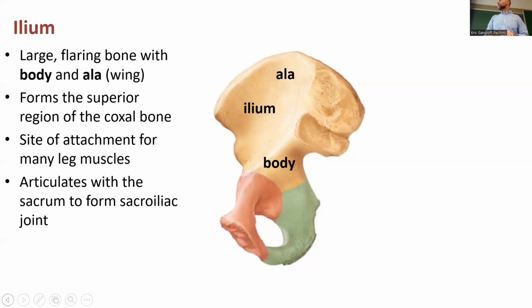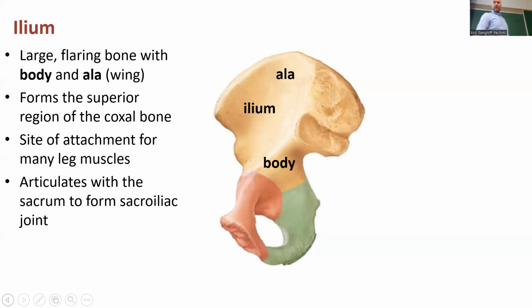So is this a right or a left coxal bone? It's right, good. And which direction is this? Posterior, yep. So again, this is a right coxal bone. Looking at it like this, you'd be looking at the right coxal bone here, and this part right here.